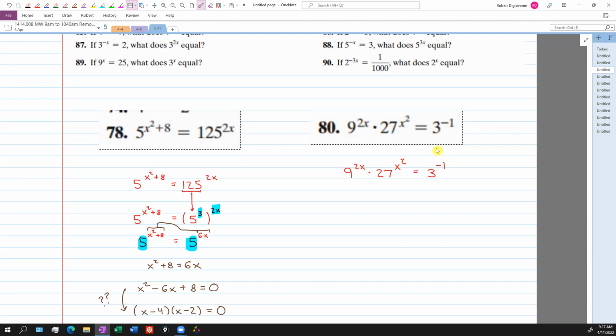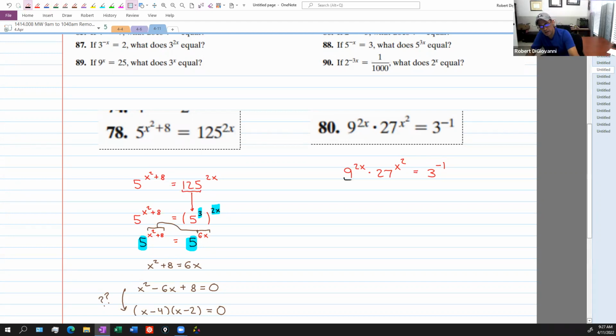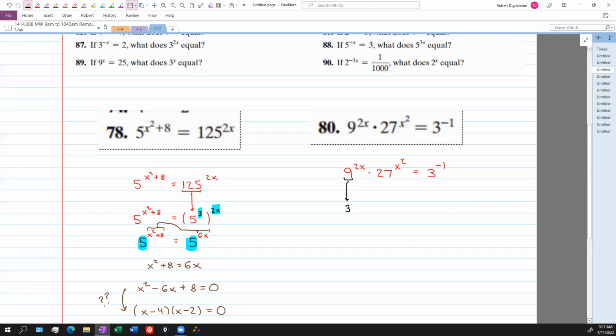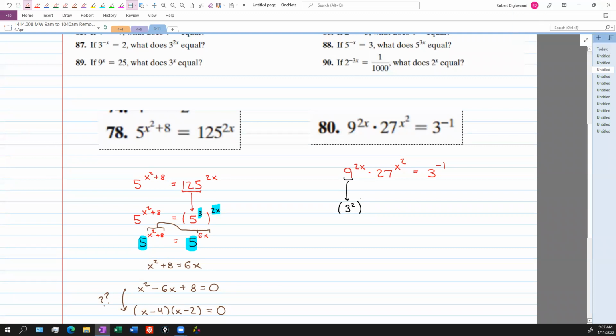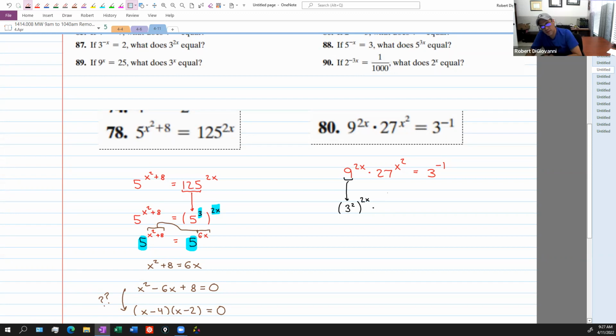3 powers of 3. They're all powers of 3. Good. So let's start with the 9. How can you rewrite the 9 here as what? 3 to the second power. Okay, and then all of that still needs to be raised to what? 2x. Good.